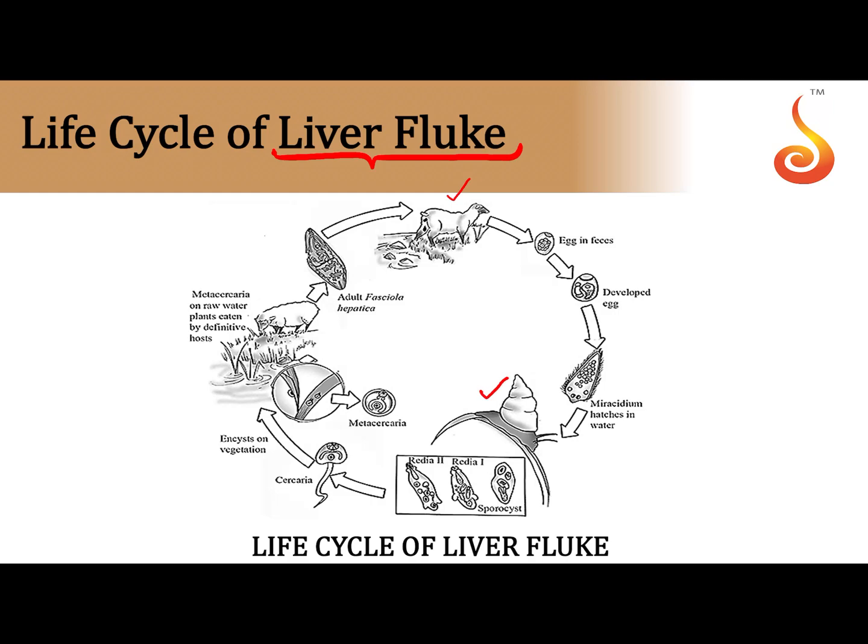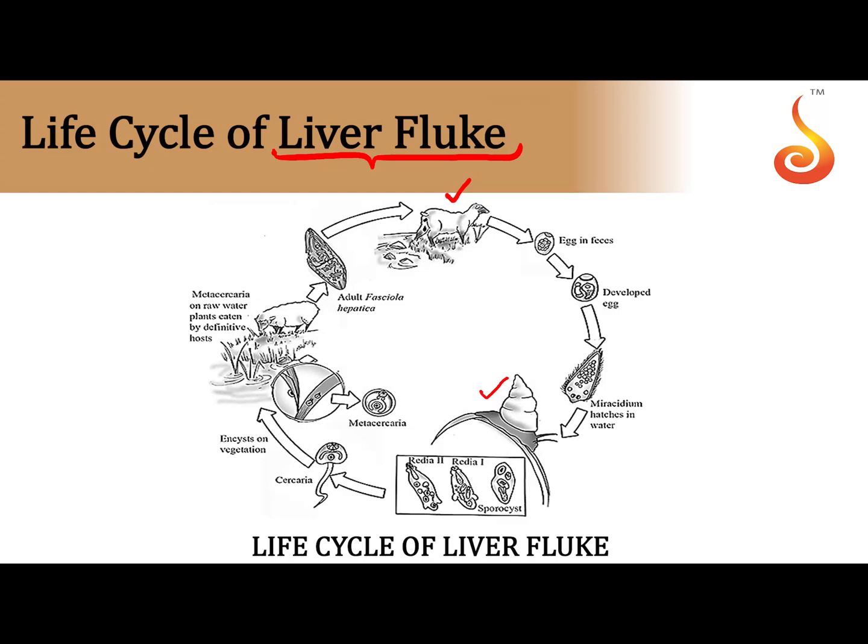What do you mean by the primary host? When we say that sheep is the primary host, that means the adult liver fluke lives inside the body of the sheep. To be very specific, it lives in the bile duct of the sheep and it reproduces sexually in the sheep. So, in whichever host the parasite reproduces sexually, we call that host a primary host.